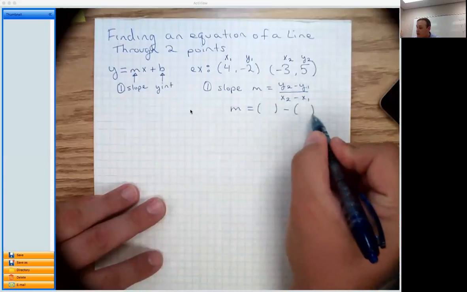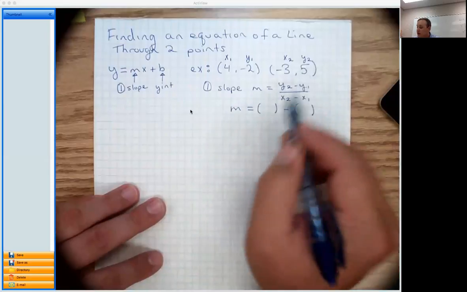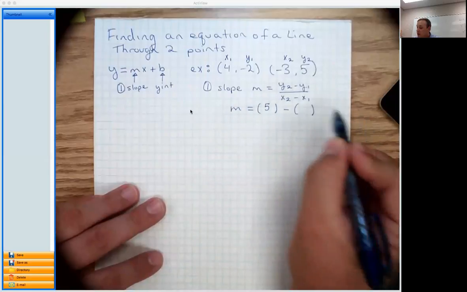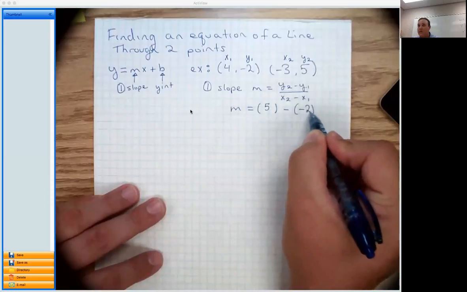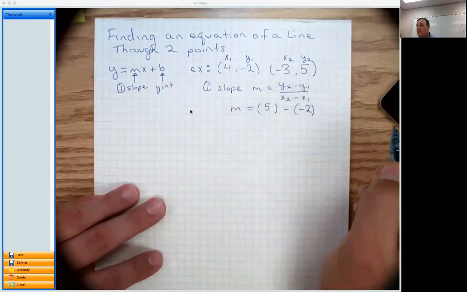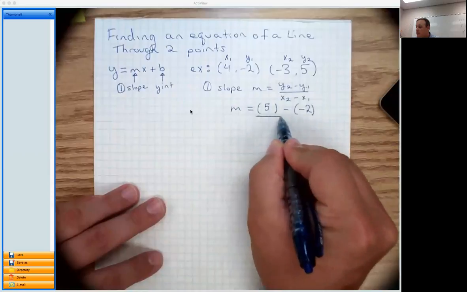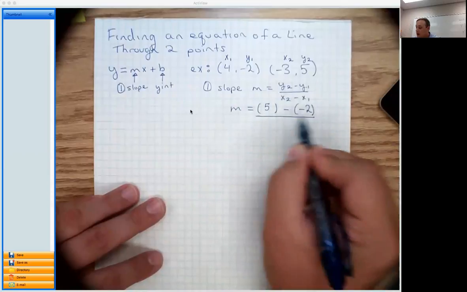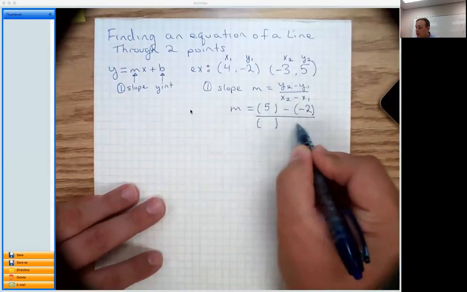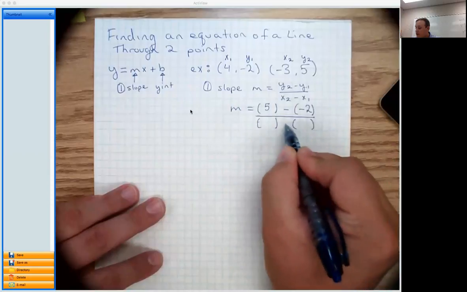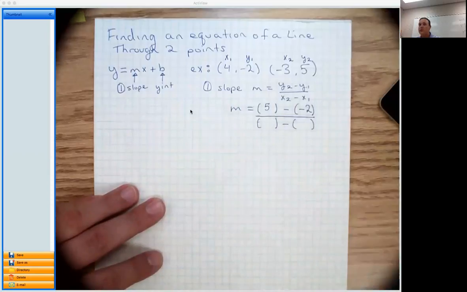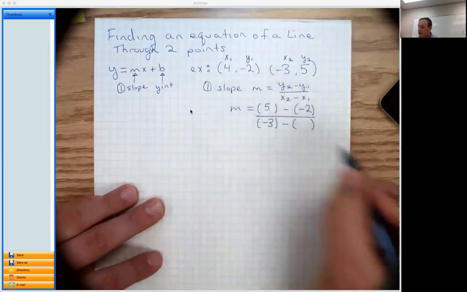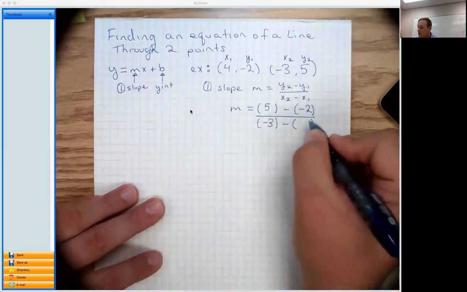So in these parentheses, I'll have y2 is 5, right? And y1 is -2. I'm going to also do that on the bottom here. And I'm subtracting still. So my x2 was what? -3. And my x1 was 4.